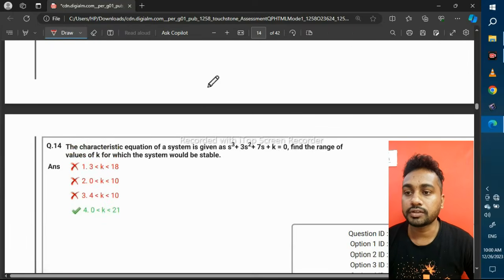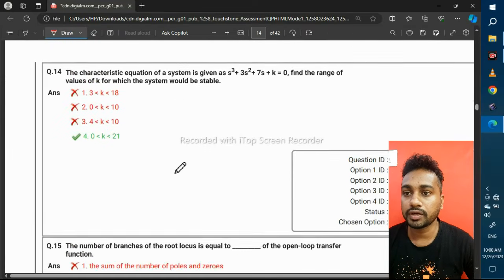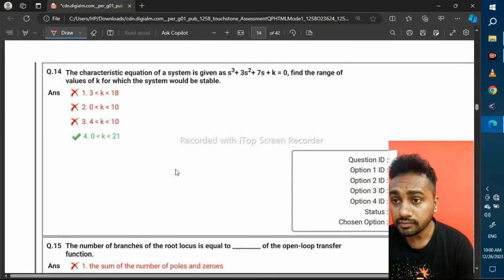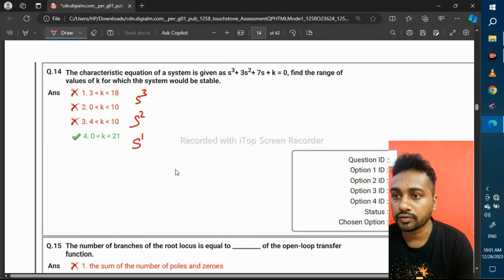Now the characteristic equation of a system is given by this. Okay, so we'll solve this one. We have been given one characteristic equation that we need to solve. So how are we solving this one? First we need to put here S cube, S square, S1 and S0. If we see S cube, it will be 1 and 7. Now for S2 it will be 3 and this is K.